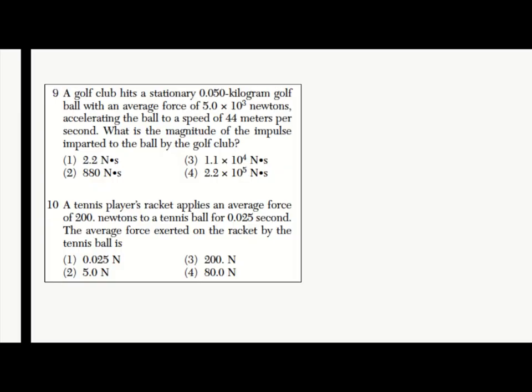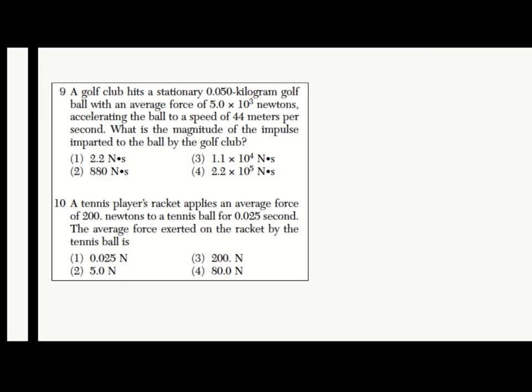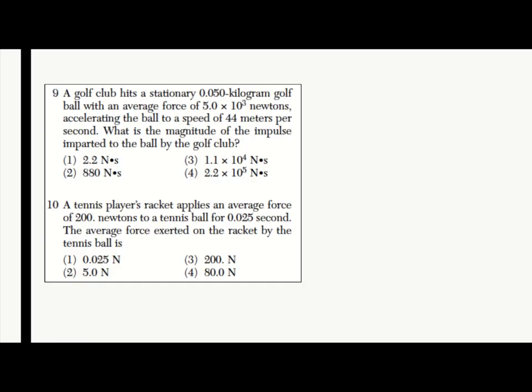Okay, so a golf ball hits a stationary, oops, what happened to my stylus right there? Golf ball has that kind of a mass, average force of that many newtons, accelerating the ball to a speed of 44 meters per second. You know, people read that, they're like, oh, acceleration is 44 meters per second. But be careful. The speed is 44 meters per second, not your acceleration, just because you have the word there. So be careful of the wording.